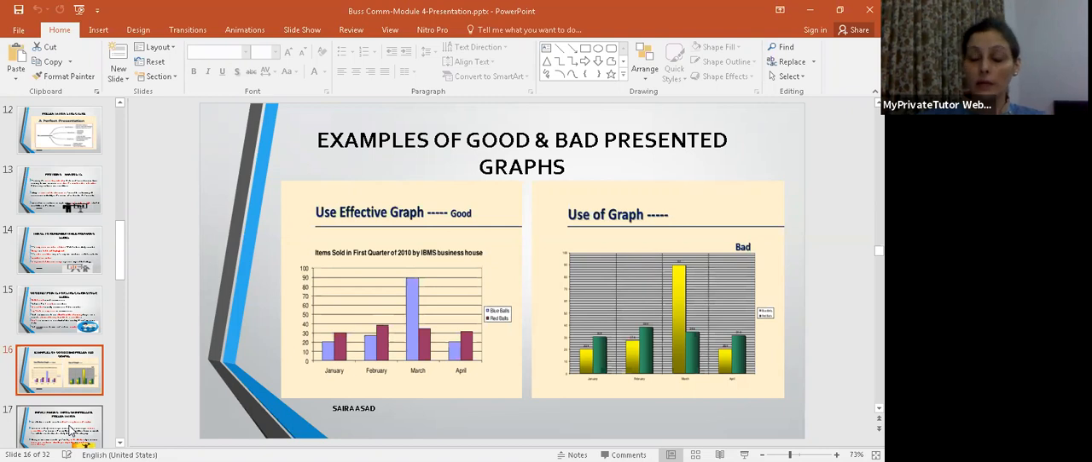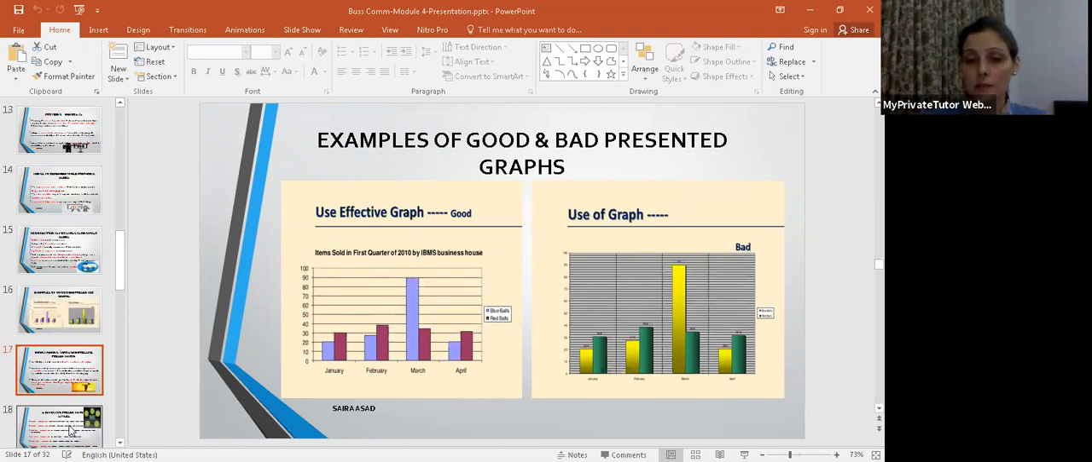Put one image on one slide. If you still think it is not readable, you can give it in the form of a handout.